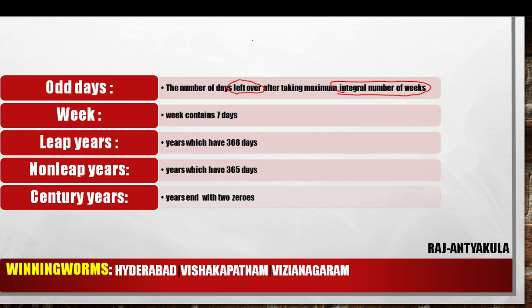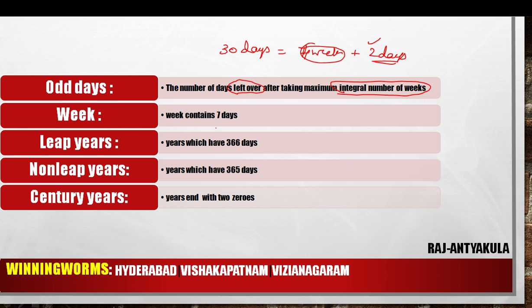Okay, for example 30 days. If I take 30 days, how we can write? 4 weeks plus 2 days. So 4 weeks means 28 days. And how many days is left over? 2 days. So in 30 days the number of odd days is 2. That is how we will calculate.